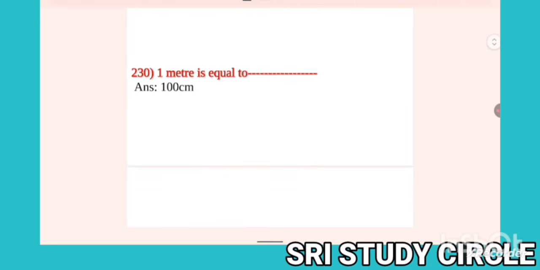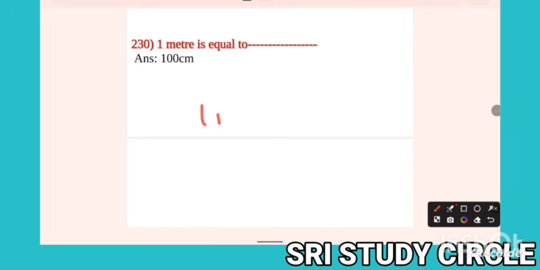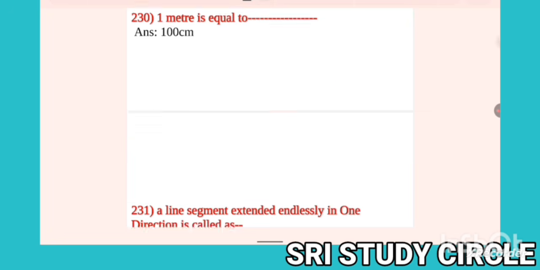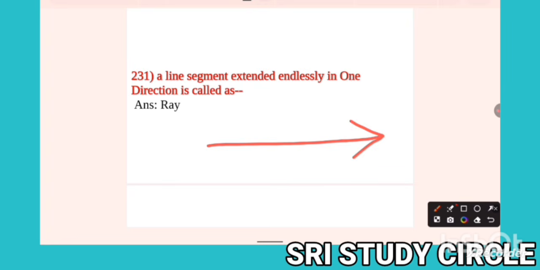Now next question. 1 meter is equal to dash. How much? 1 meter is equal to 100 centimeters. This is the answer. Next. A line segment extended endlessly in one direction is called a ray. Extended in only one direction is known as a ray.